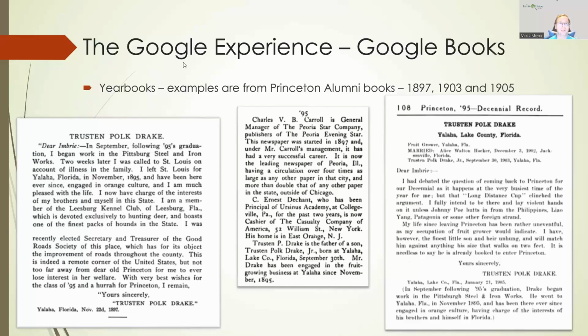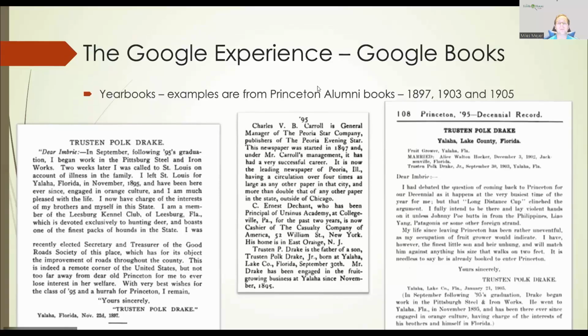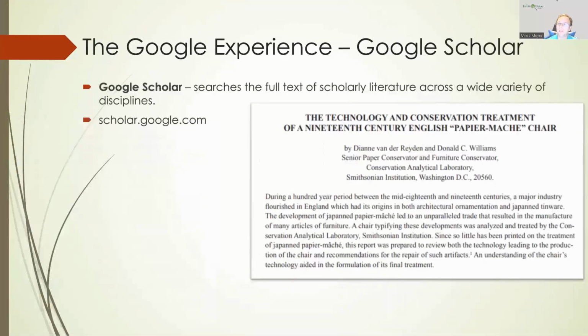Another place to look in Google is the Google Scholar collection, and this is scholar.google.com. And this searches full texts of scholarly literature across a wide variety of disciplines. So this is going in and looking at the published scholarly literature.